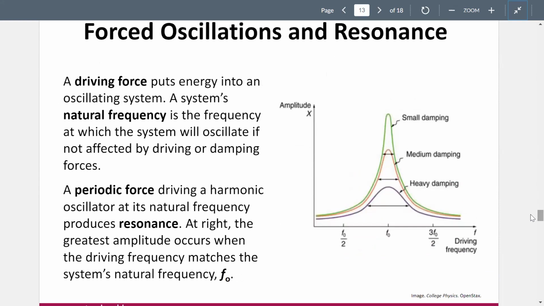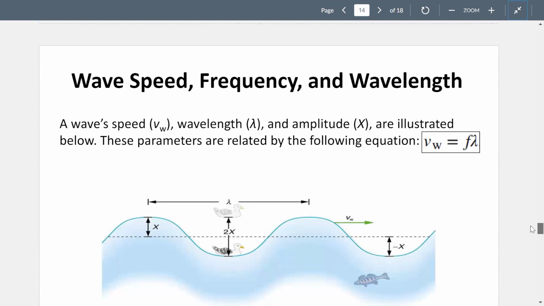Resonance. So resonance means that you have one thing vibrating, and it forces another system to oscillate at the same frequency. Okay, it will force another object to vibrate at its natural frequency. Resonance: one object forcing another object to vibrate, or oscillate, at the same frequency.